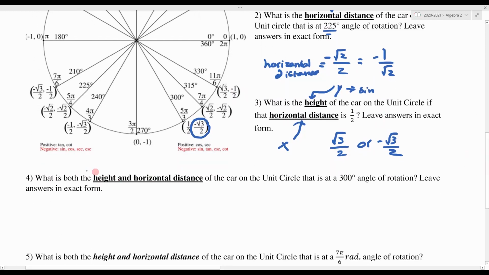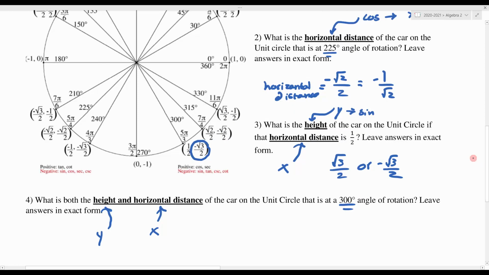All right, so let's take a look at number 4. It says, what is both the height and the horizontal distance of the car on the unit circle? So remember, height is our y-coordinate, horizontal distance is the x-coordinate. So we know what we're looking for on the unit circle. The angle that we're interested in is 300 degrees.